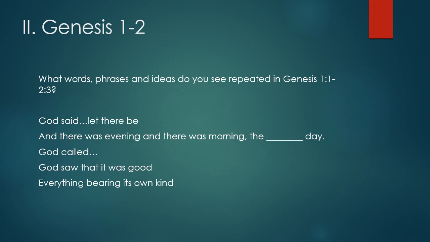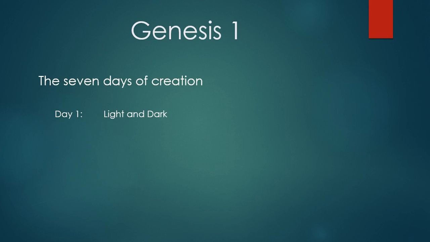The animals are able to reproduce their own kind. The plants have seeds in them, and they are able to reproduce as well. So what I'd like to do is start out just by making a few comments about each of the days of creation, day by day, as we continue throughout the chapter.